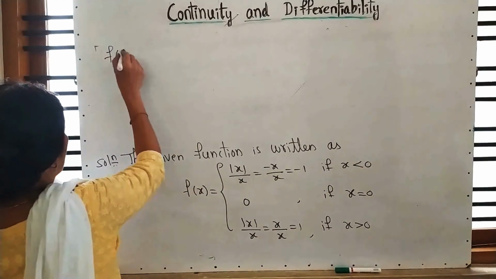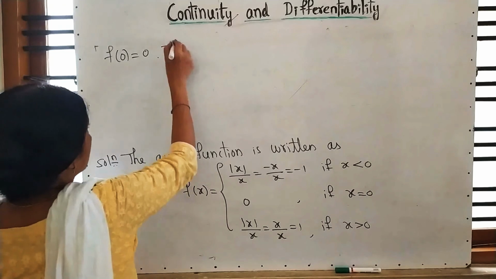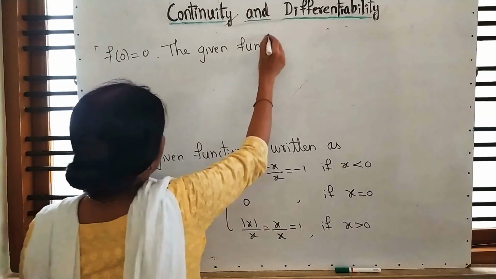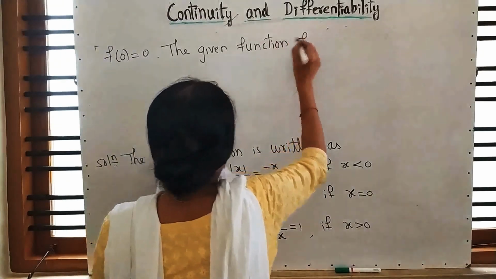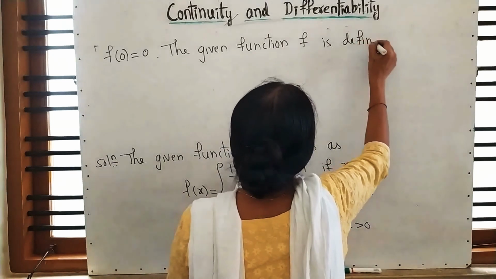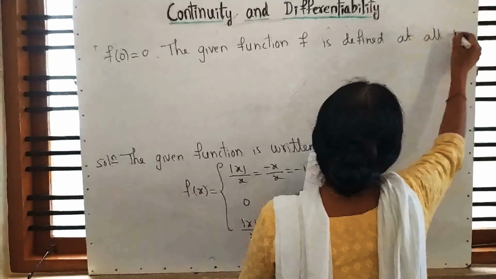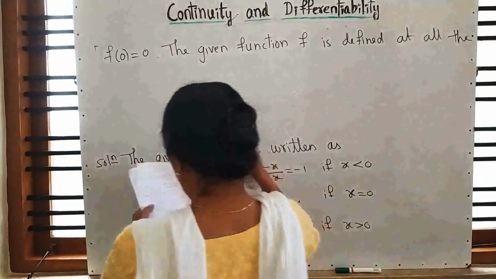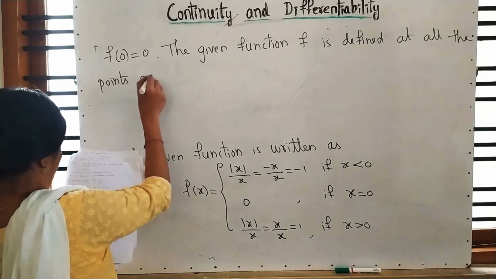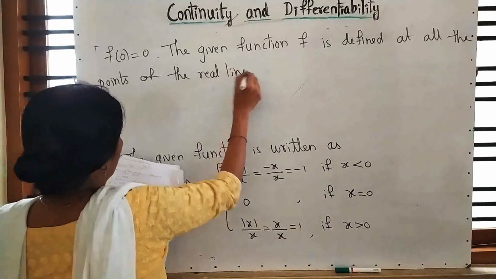Equal to 0 means 0. F of 0 is 0. Correct here. The given function f is defined at all the points of the real line, or everywhere you can say like that.